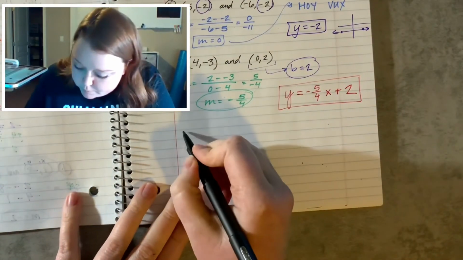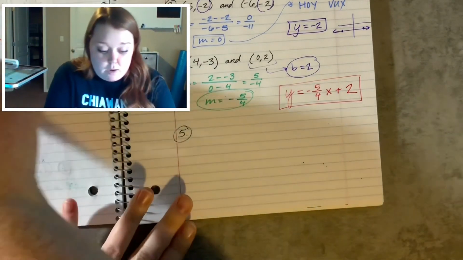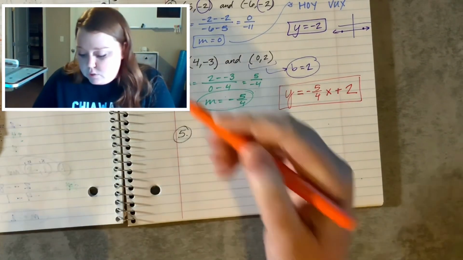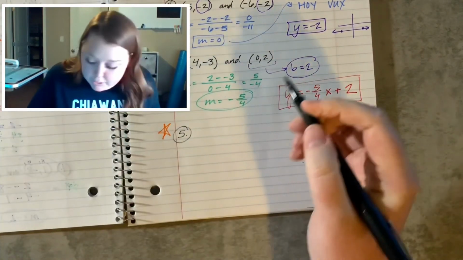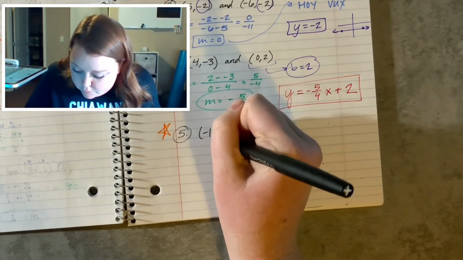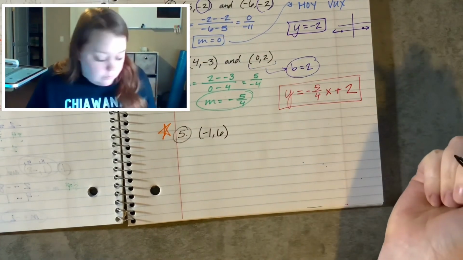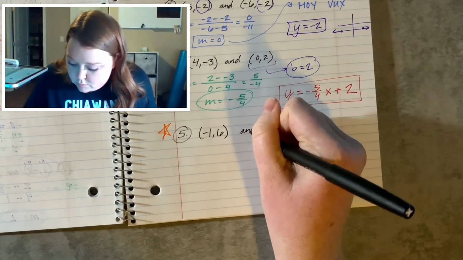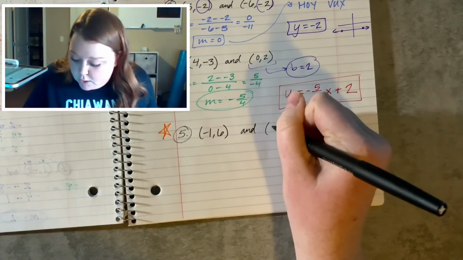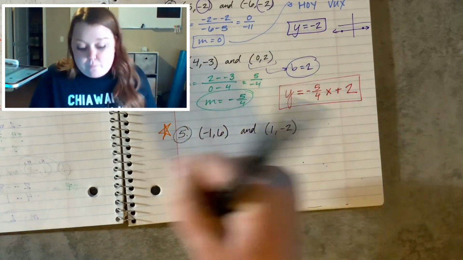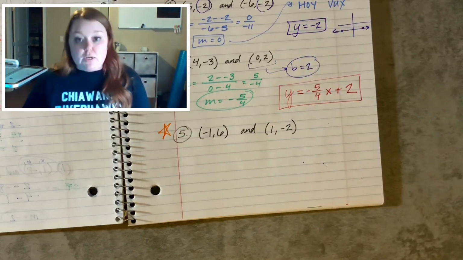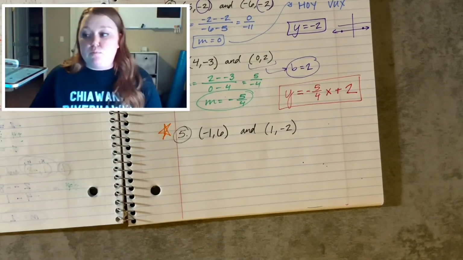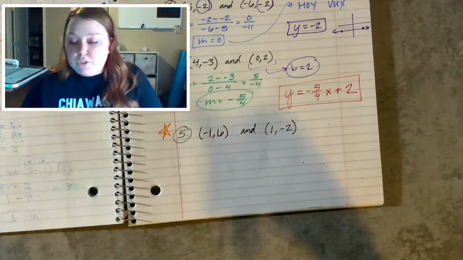This last problem here is your practice problem. It's the one that you're going to enter into your entry task. Okay, here you go. Negative 1, 6 and 1, -2. Neither of those give you the y-intercept, so you are going to have to do the whole thing. Solve for slope, solve for b, write that final equation.